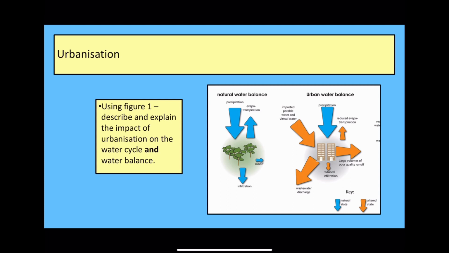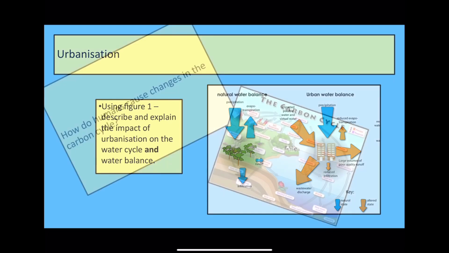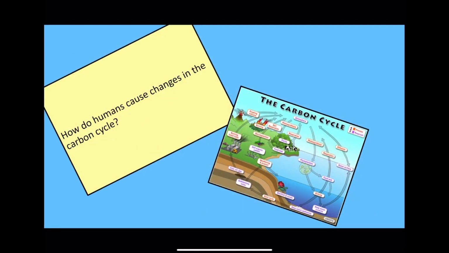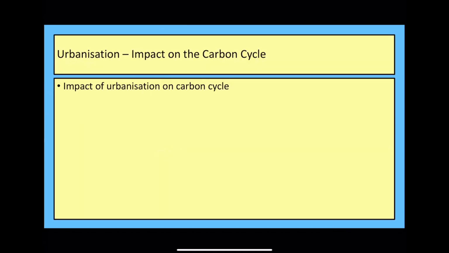How has it changed the flows of water? So focusing largely on these orange arrows, where it's changed what's going on. So then we've got changes in the carbon cycle. So the impact urbanisation has on the carbon cycle. So you can have a sort of a little think there. What changes will urbanisation have for the carbon cycle?